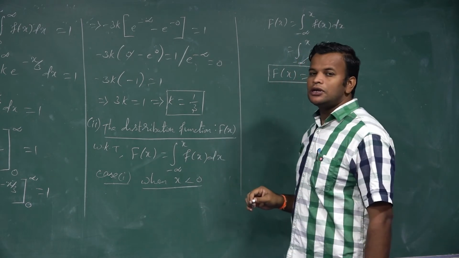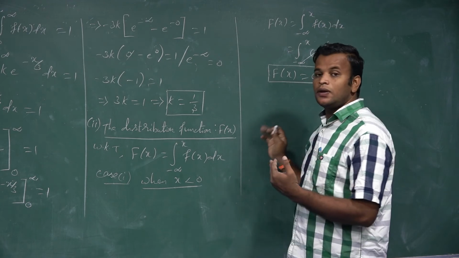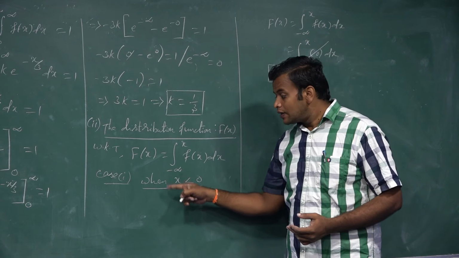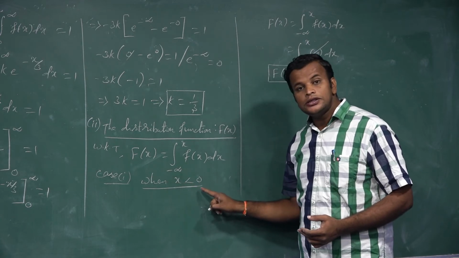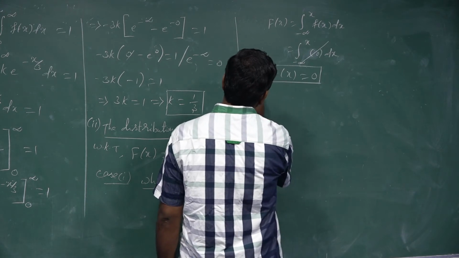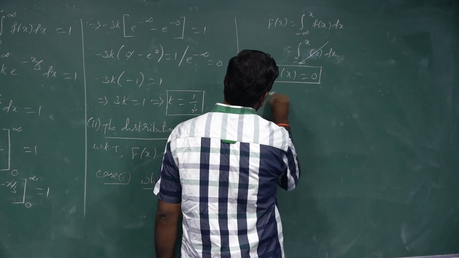You know very well the least value is always 0. So first case is over. What is the second case? So case 1 is over. The second case is opposite of that one: when x is greater than or equal to 0.